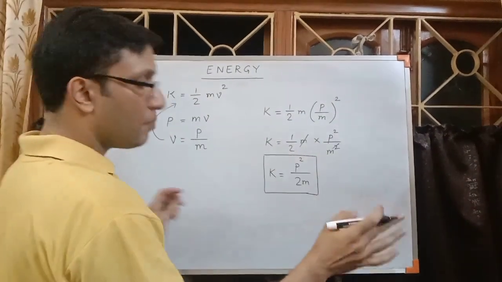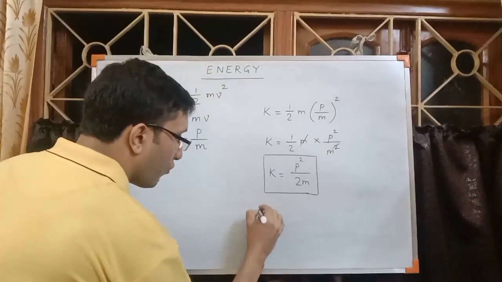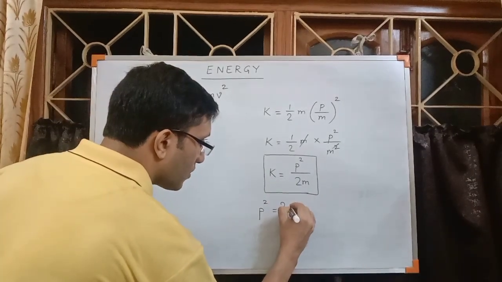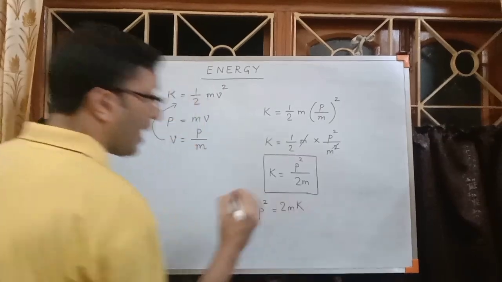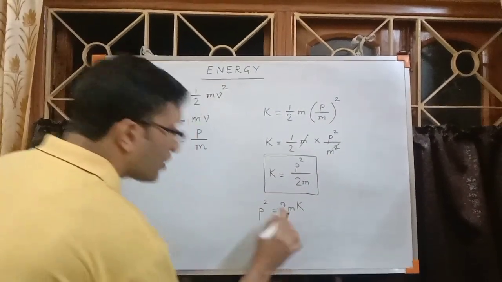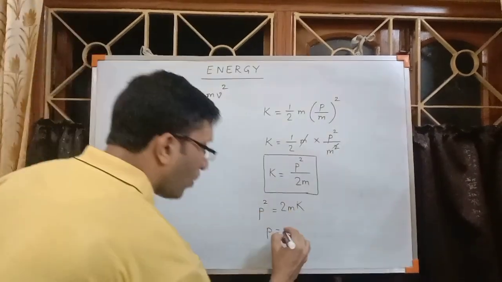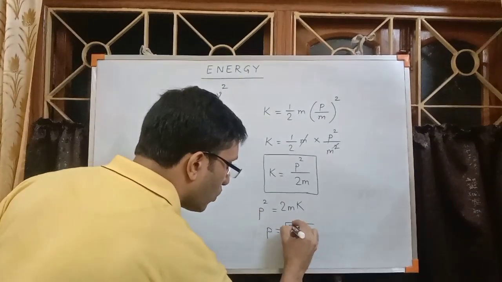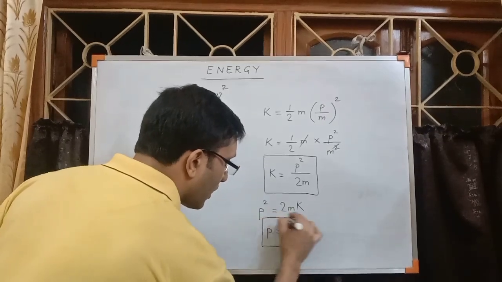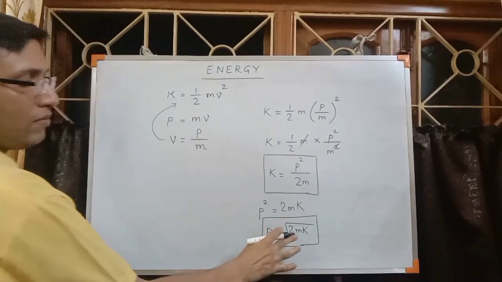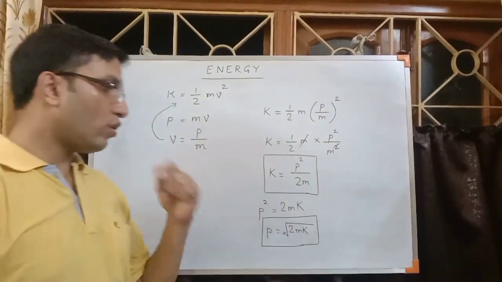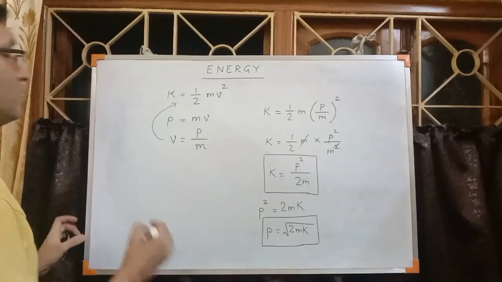This is the relation between kinetic energy and linear momentum. Now this can be further simplified in different forms, like if we take P square and cross multiply K with 2m, we get something like this. P square is equal to 2mK. Now if we take the square root on both the sides, the square root and square cancel on the LHS, and on the RHS we get root 2mK. This is the standard form in which the relation between linear momentum and kinetic energy is denoted. P is equal to under root 2mK, where P is the linear momentum.